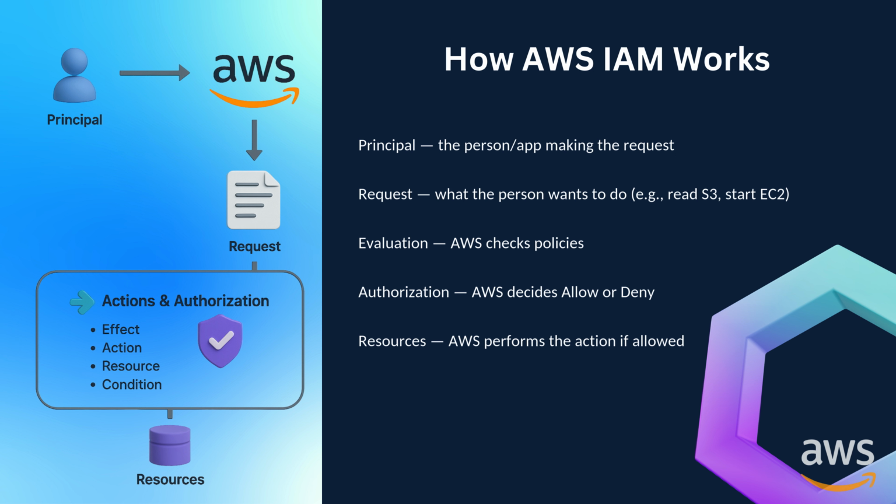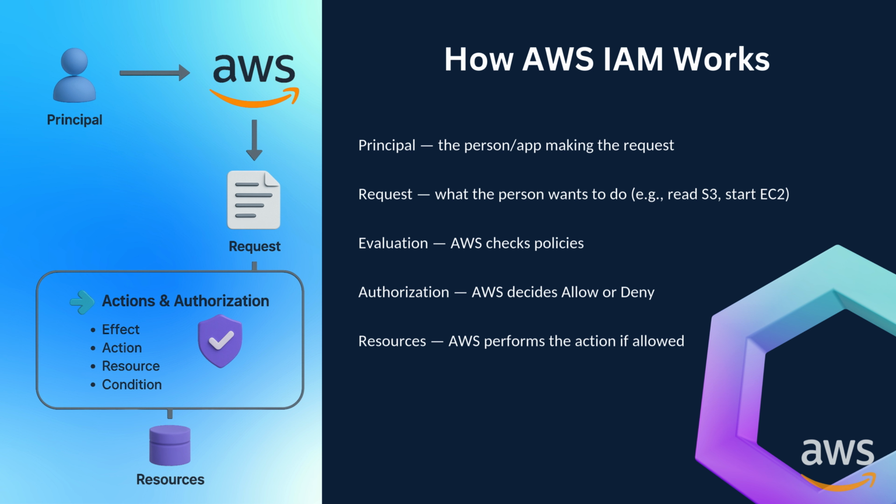These policies check four main elements: the effect, which determines allow or deny; the action, which defines what the user wants to do; the resource, which specifies what the user is trying to access; and finally, the condition, which adds additional rules such as IP restrictions, MFA, or time of day.